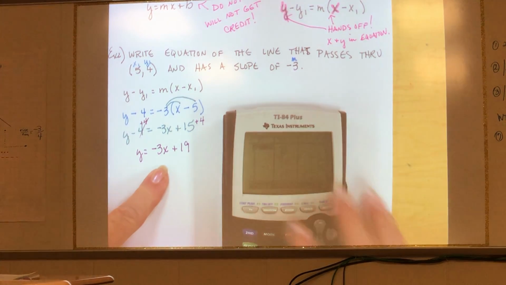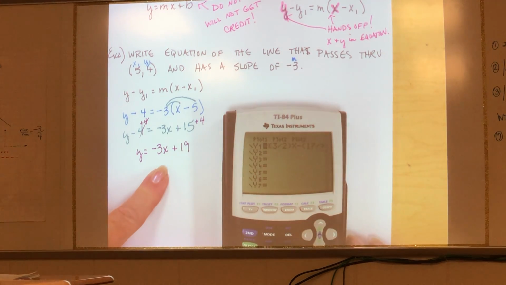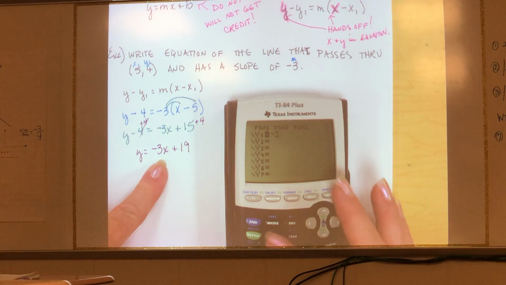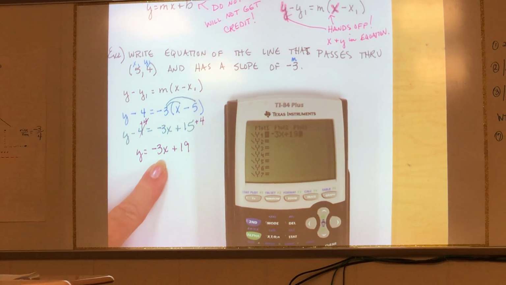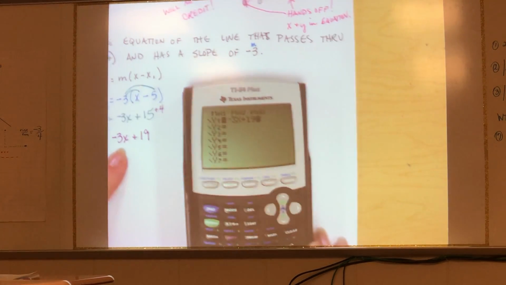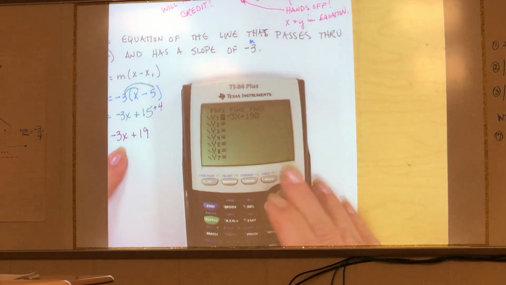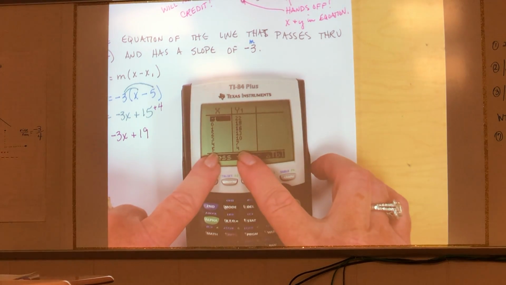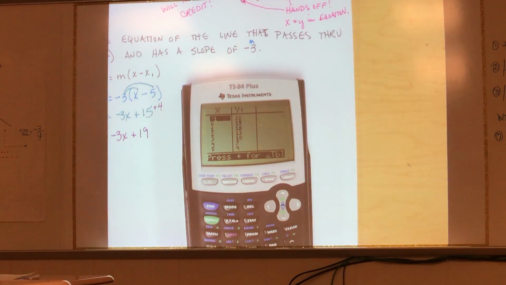So turn my little calculator on, go to y equals, clear out whatever mess I have. Negative 3x plus 19. Where am I going to check? The table. Yeah, I'm going to check my table. Second and table, I'm looking for this point, (5, 4). Oh, there he is, right there. (5, 4). Boom. It's correct. How long did that take me to check? Not long. Yeah, y'all, 10, 15 seconds.